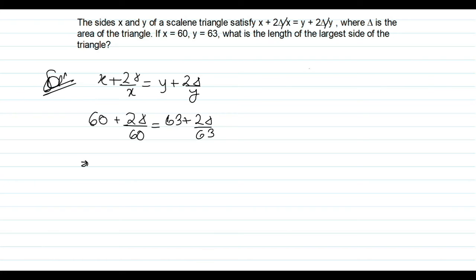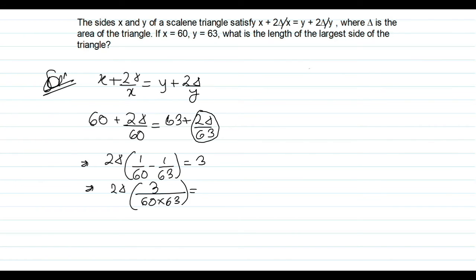Then you transpose 2 del by 63 to the LHS. So it is 2 del (1 by 60 minus 1 by 3), and that is equal to 3. This is equal to 2 del multiplied by 60 into 60 is equal to 3. That implies 2 del is equal to 60 into 63. So delta is equal to half into 60 into 63.